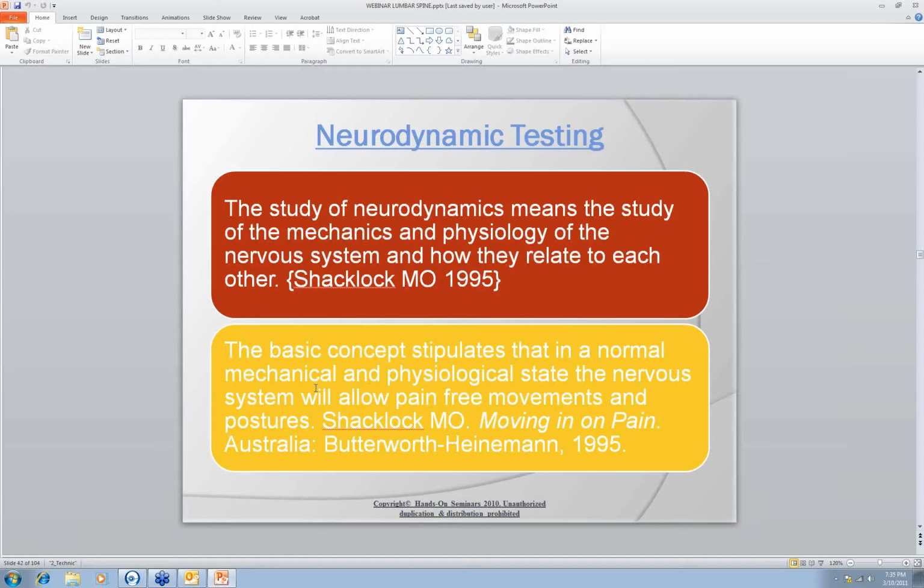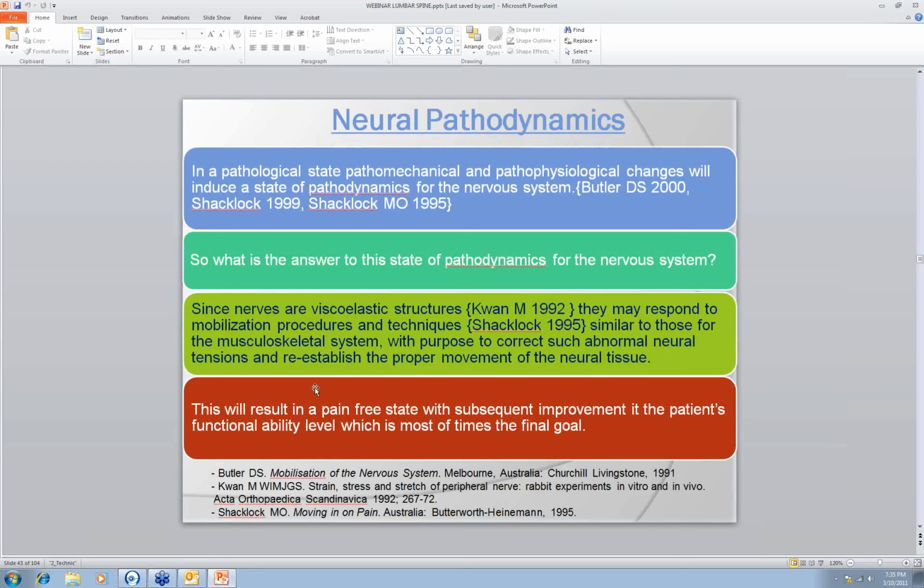So the basic concept states that in a normal mechanical and physiological state, the nervous system will allow pain-free movements. So when I do not have a normal mechanical or physiological state, then I have neural pathomechanics. I have a pathomechanical and a pathophysiological state, and a pathomechanical and pathophysiological state will create pain in the neural tissue.